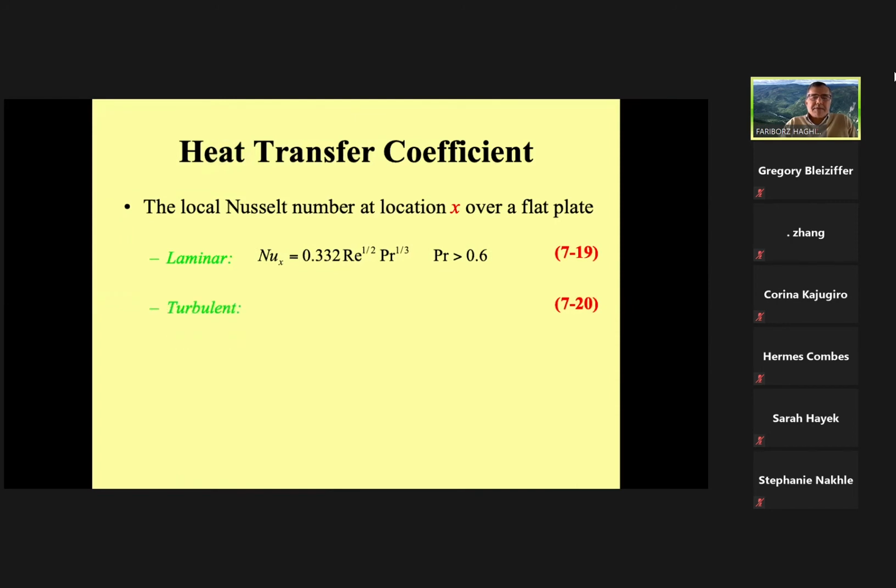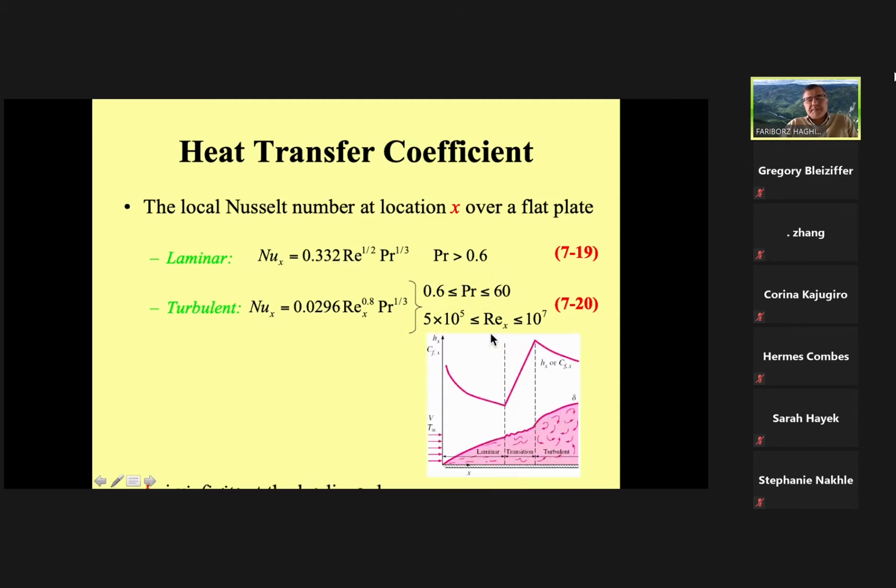We have a set of correlations for heat transfer that we discussed that we can apply for laminar flow. We obtained this one in chapter 6. And then we have another set of correlations. We mentioned that when applying them, we have to make sure that all these conditions are satisfied.